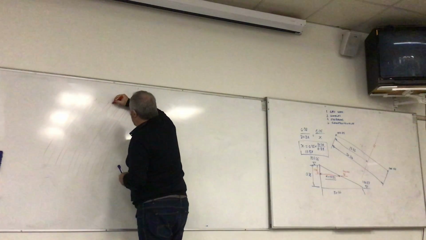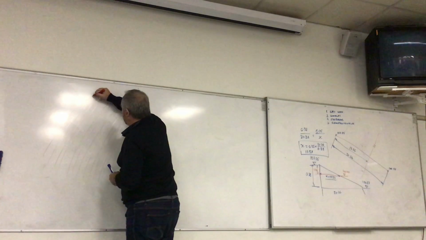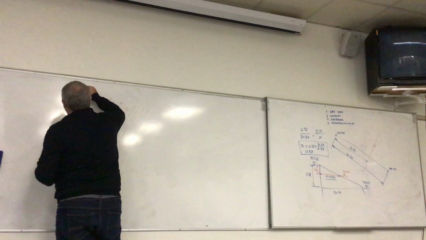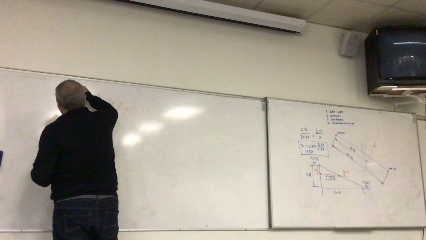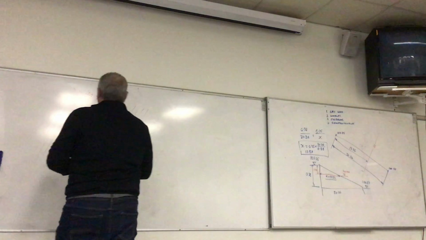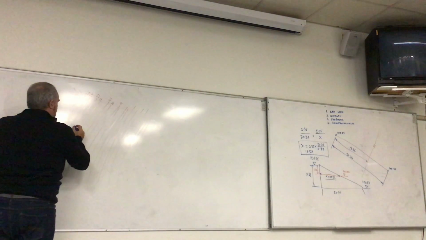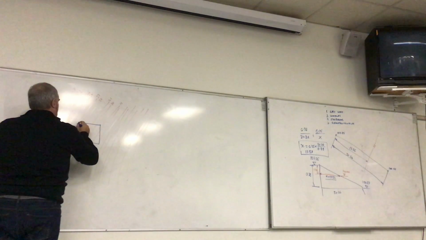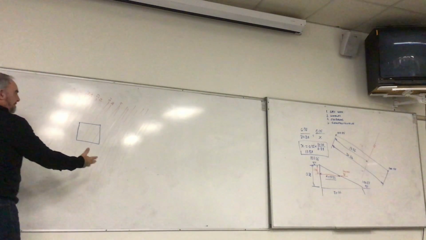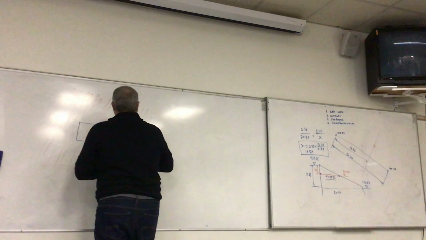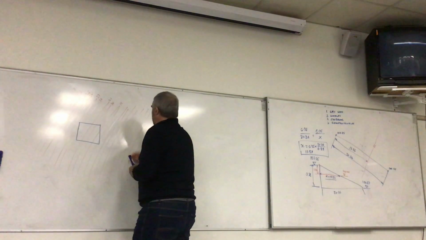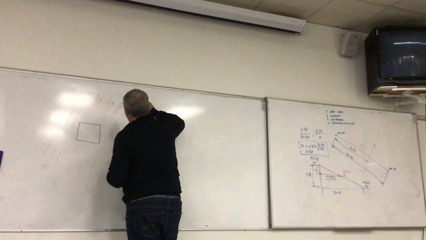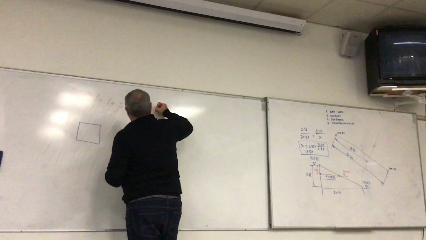Okay, let's do 19, 20, 21, 22, 23, 24, 25. So these are existing contours. They're relatively even, but they're not perfectly even. 18, 17, 16, 15, 14, 13, 12, 11, 10.